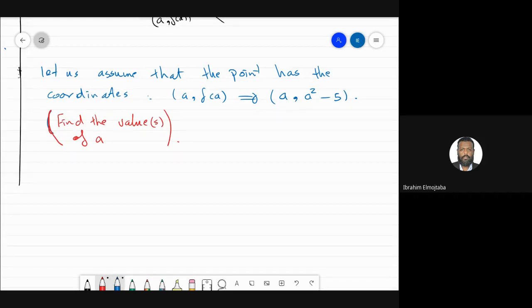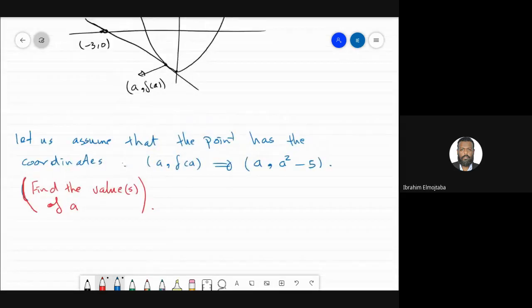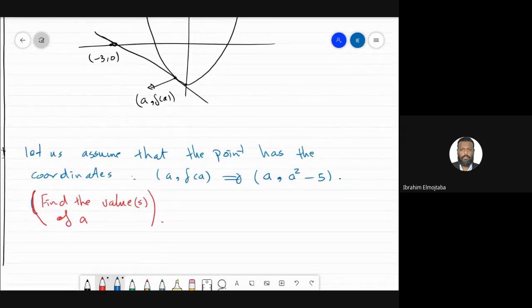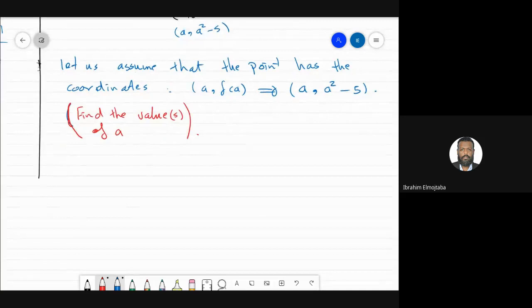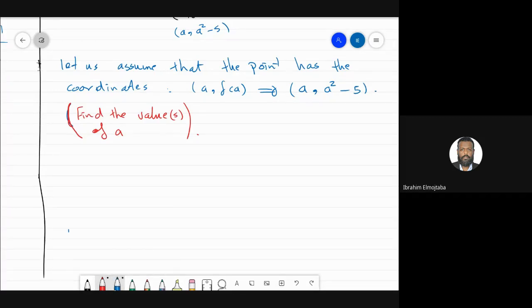الآن كيف نوجد قيمة ال A أو قيم ال A؟ من two things، إنه ال slope of the tangent line معروف من شيئين. الشيء الأول من المشتقة، الشيء الثاني من إنه عندنا نقطتين. النقطة الأولى اللي هي A و A square minus 5، والنقطة الثانية هي minus 3 و 0. وبالتالي راح نجد السلوب بطريقتين، طريقة المشتقة وبطريقة فرق الصادات وفرق السينات. فالسلوب اوف ذا تانجنت راح يساوي بطريقتين.